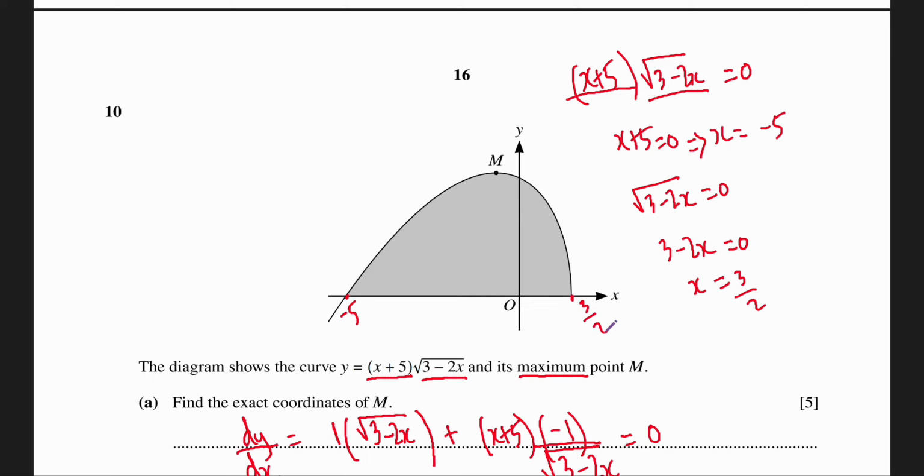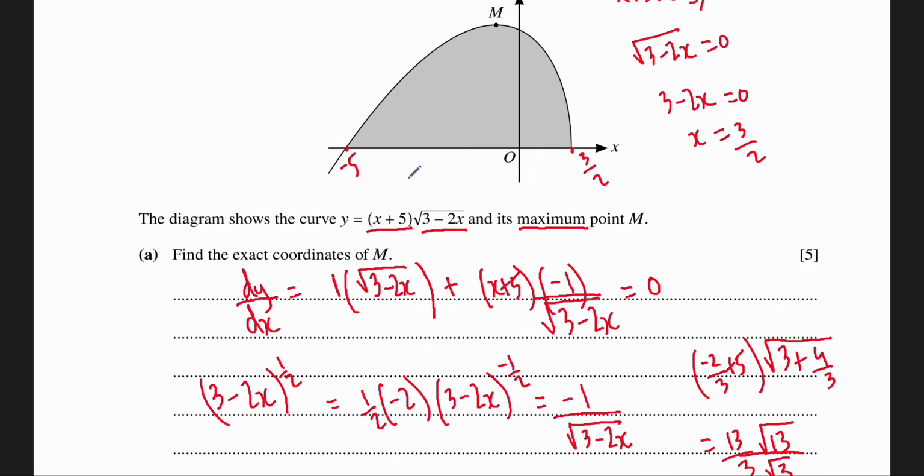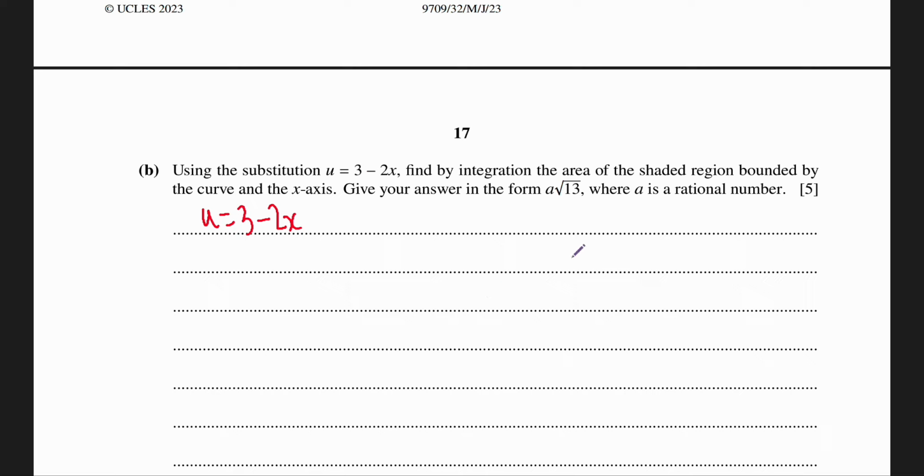So now we have the limits. Those are called the limits. And those are the limits of the area of the region we are integrating over. So we have the integral between negative 5 and 3/2 of y with respect to x. Okay, so far so good.